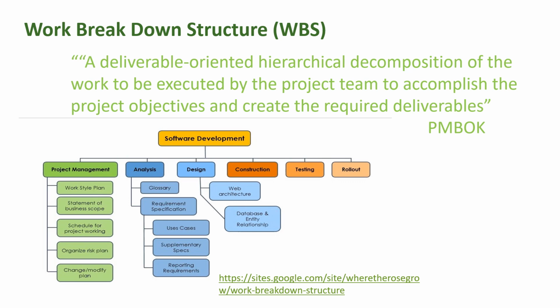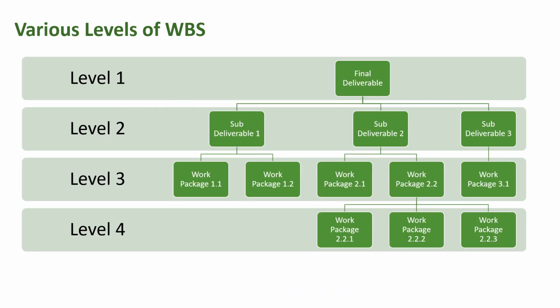A work breakdown structure is a diagram where all the tasks required to fully complete a project are presented. Work breakdown structure contains all the activities in terms of work packages required for the project completion. We can see in the Project Management Body of Knowledge definition of work breakdown structure, there are three key points: it should be deliverable oriented, it should be hierarchical, and it should be a decomposition of the work that should be executed. Now let's look at various levels of work breakdown structure.